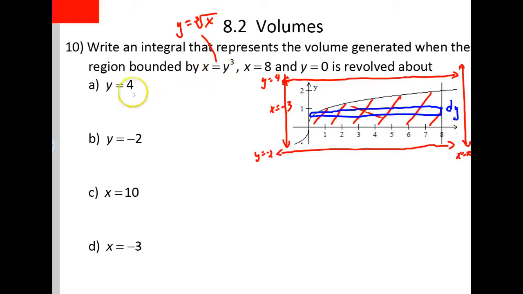All right, so for the first one, since we're going around y equals 4, that means the dy is parallel to y equals 4, and so we are choosing to use the shell method. So we use shells. Part B is also parallel, so we are also using shells. Then part C, now dy is perpendicular to x equals 10 and x equals -3, so we are going to use the washer method.